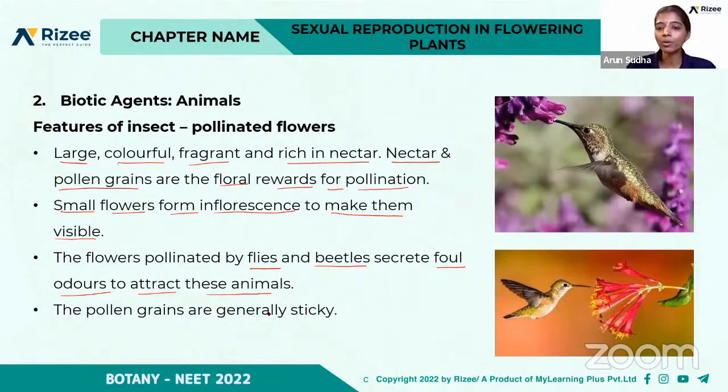So these pollen grains are generally sticky. What is the purpose of the stickiness? So that whatever insect is coming to the flower, these pollen grains can stick to the surface of that insect, and when that insect goes and lands on different flowers, the pollen is transferred to the stigma. So here the pollen grains are generally sticky, right?